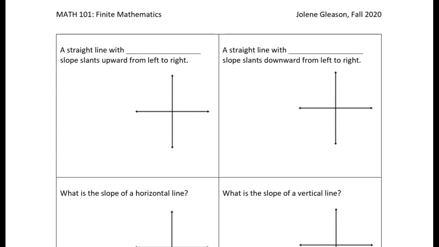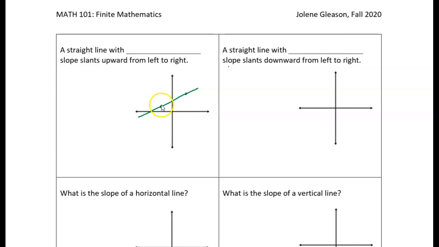Right, let's take a closer look at slope. So if we have a line that slants upward from left to right, something that looks like this, slanting upward from left to right, what does that say about the slope? Well, I can find the slope if I have any 2 points, right? And I can look at the change in y over the change in x.